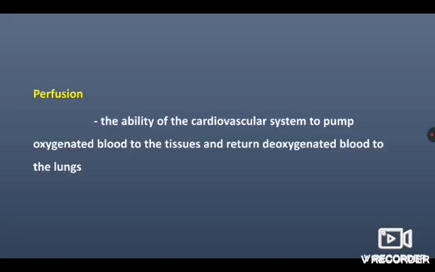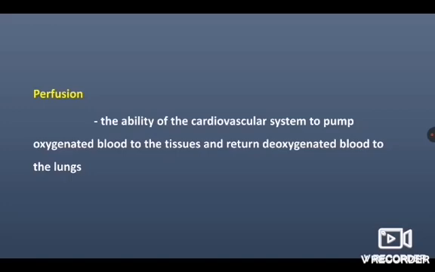Next is perfusion. It is the ability of the cardiovascular system to pump oxygenated blood to the tissues and return deoxygenated blood to the lungs. The oxygen which has entered the lungs will enter into the heart through the pulmonary veins. From the pulmonary veins, the blood will enter into the right atrium, then to the right ventricle, and is carried to all the parts of the body by the aorta.